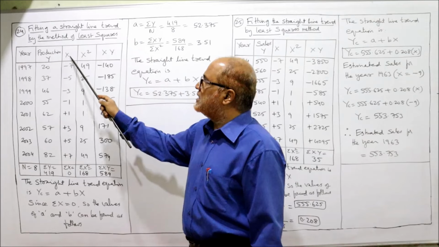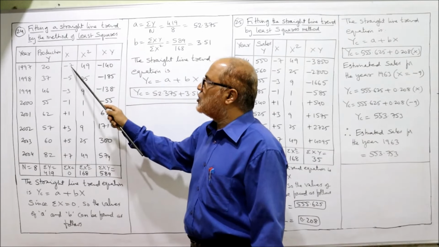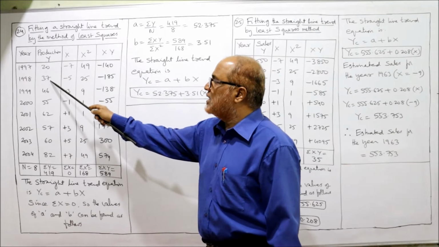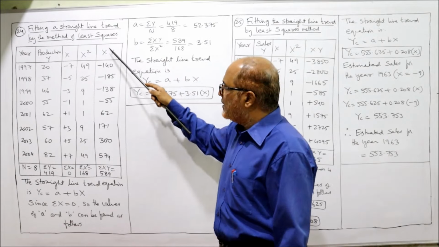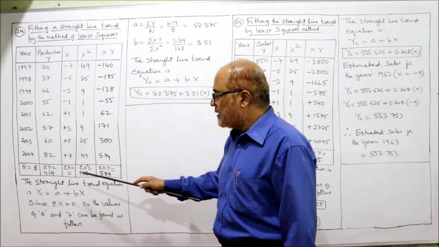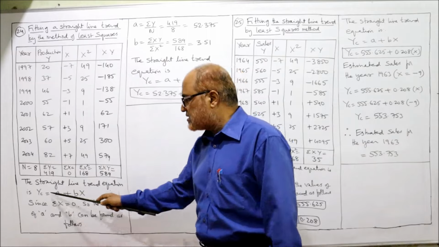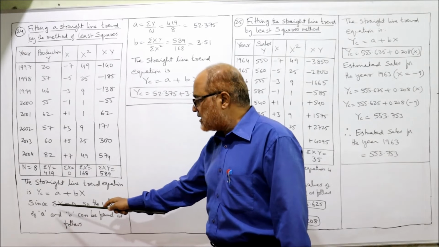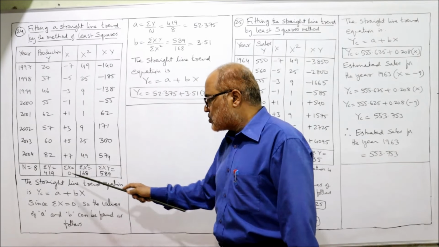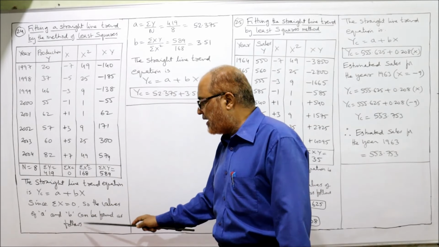Multiply x into y. This is x, this is y. 20 into -7, -140. 37 into -5, -185. Take the total, 589. So the straight line trend equation is yc is equal to a plus bx. Since summation x is 0, we can calculate the values of a and b as follows.